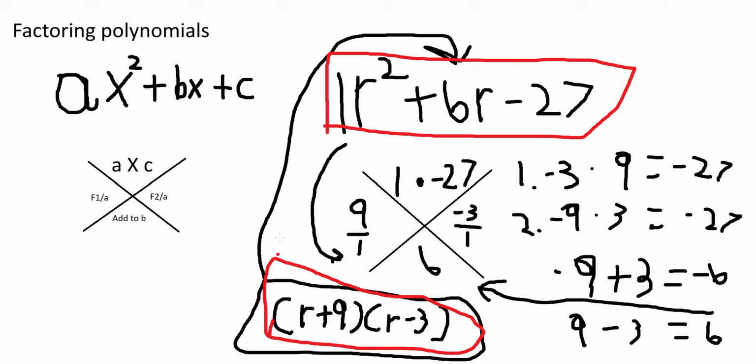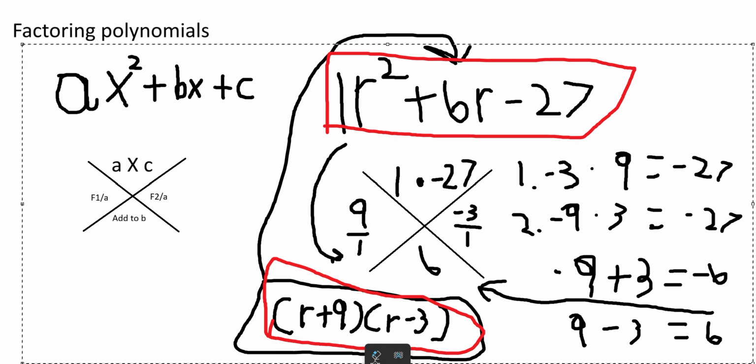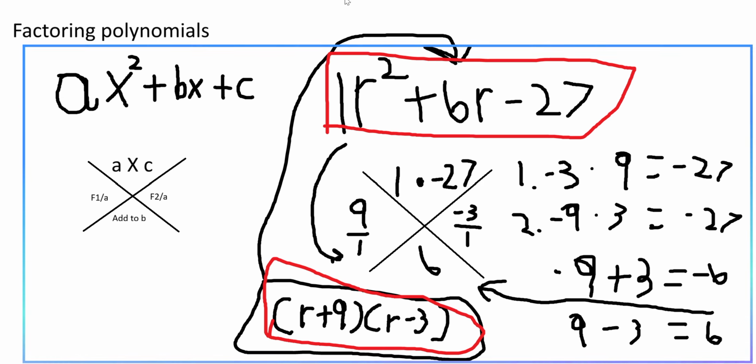But this one leads up to that one, and this one leads down to this. I hope that makes sense. Now we're gonna go into another example where you can't really use the X method.